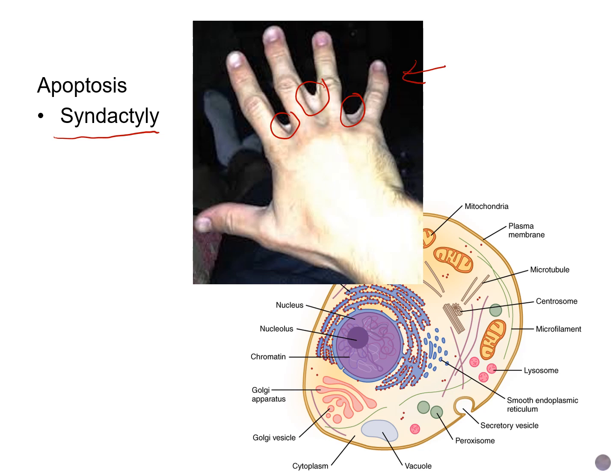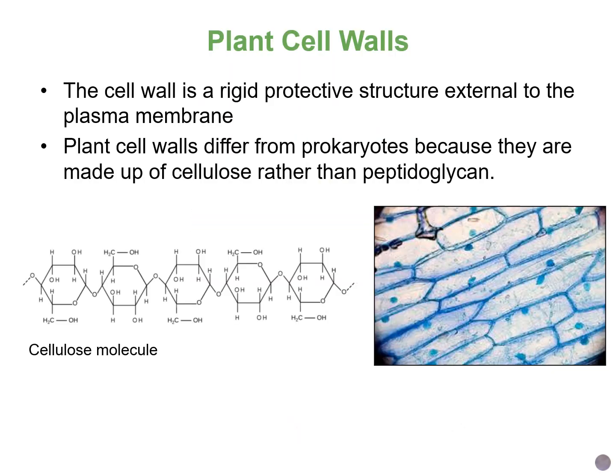Babies have webbed fingers inside the uterus. And during the 7th or 8th week, apoptosis of this tissue should happen. When it doesn't happen, then we have syndactyly in these babies. All right, so now let's look at plants.